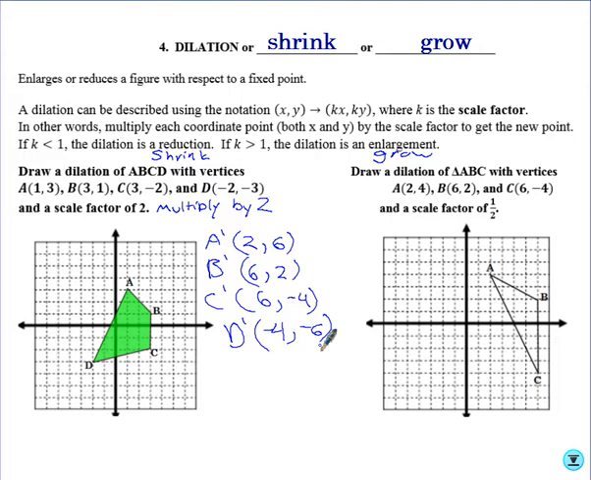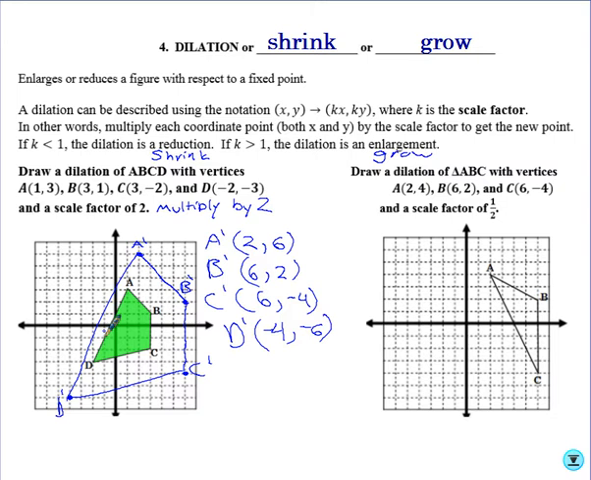So let's go ahead and plot those points. A prime is at 2 over and 6 up. B prime would be at 6 over and 2 up. C prime is at 6 over and down to negative 4. And D prime is at negative 4 and down to negative 6. And again, we just connect those dots to draw the figure out. And so there we have an enlargement. Notice the original figure got bigger.